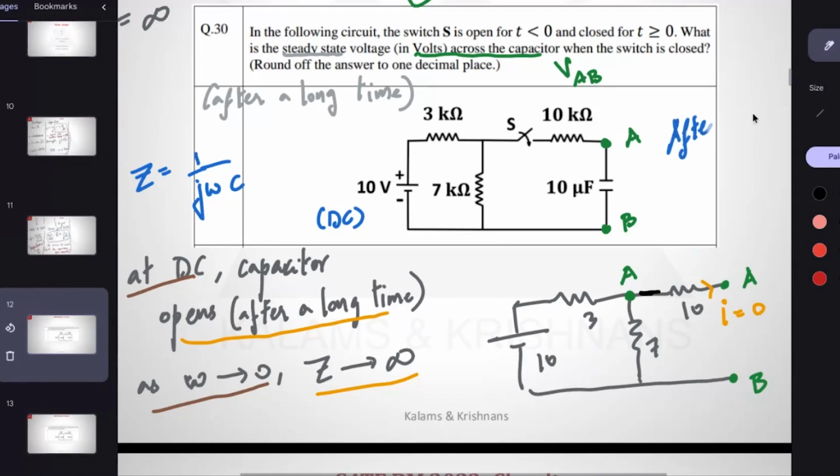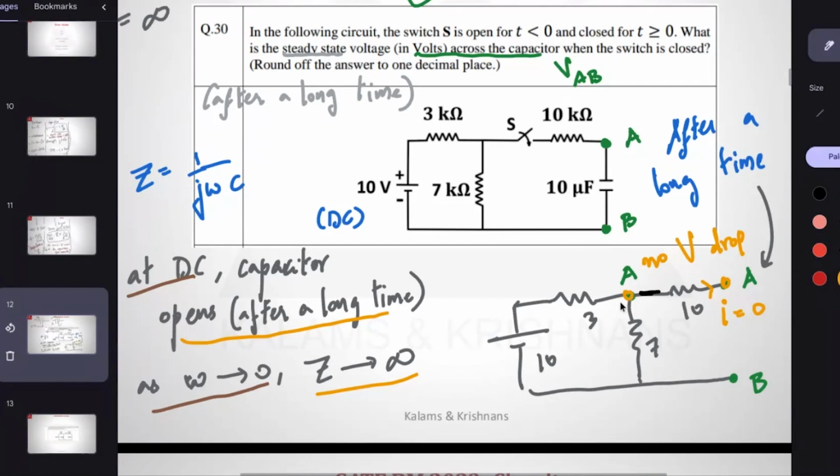So after a long time, you have this circuit. Here, no V drop. So this point is same as this point. It should be 3. How is it 3? I is 0. You can apply voltage division. It's a fraction of 10. That fraction is 7 by 7 plus 3 into 10. There is a 3 volt drop across the 3 ohm resistor.